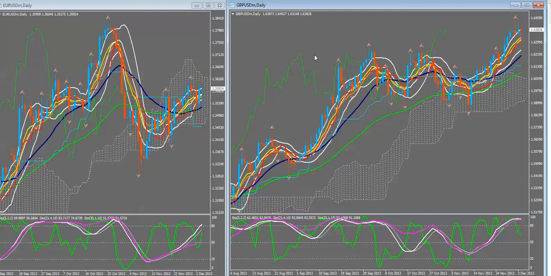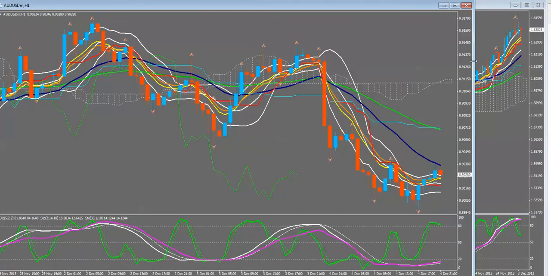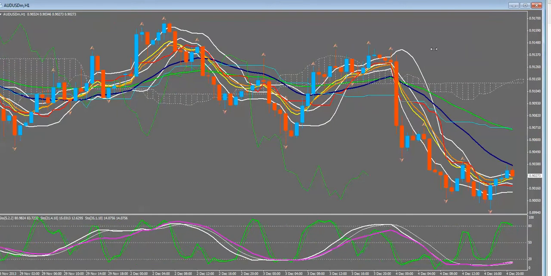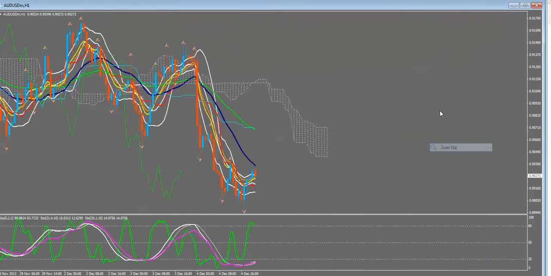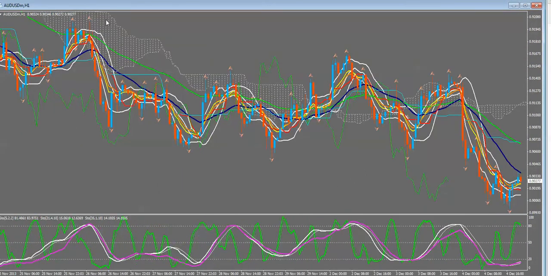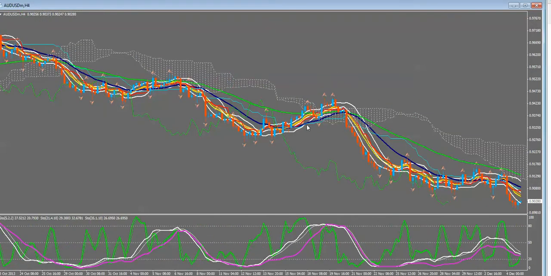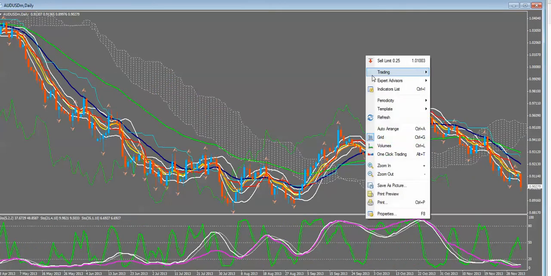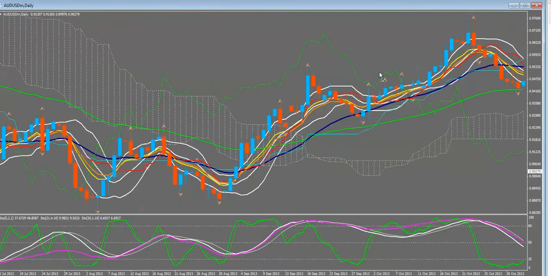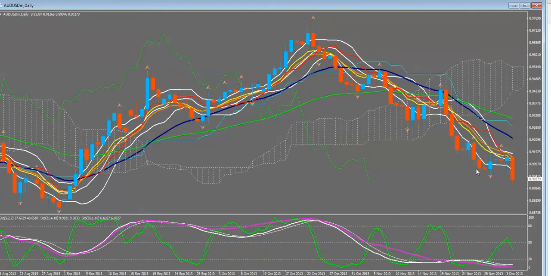I'm going to show you one more chart, and that's the Aussie. Here's our hourly Aussie chart from today. And you can see that we are in a downtrend. Here's the 4-hour chart on the Aussie. Downtrend. Here's the daily chart on the Aussie. Downtrend with today a very decisive move taking out these prior lows.